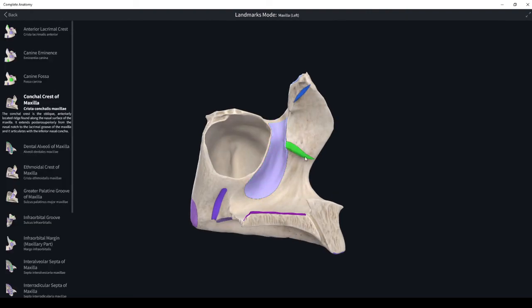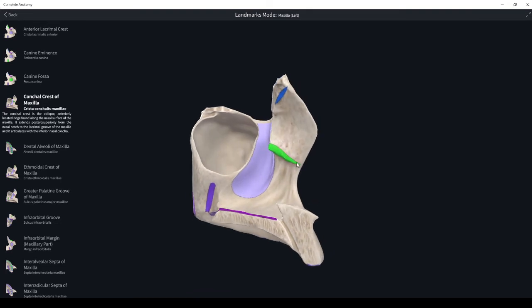Anteriorly of it, you have the first crest, which is called crista conchalis maxillae. It's an oblique, anteriorly located ridge found along the nasal surface of the maxilla. It then extends posterior superiorly from the nasal notch to the lacrimal groove of the maxilla, and articulates with the inferior nasal concha. Here will be found the inferior nasal concha.